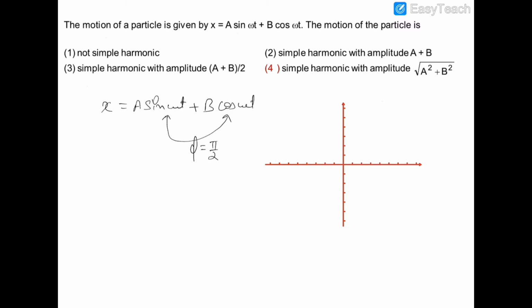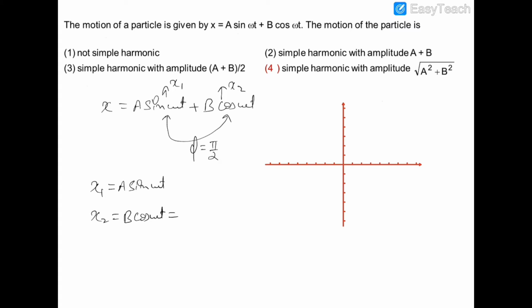So you can assume this as x1 and this as x2. So x1 is equal to a sin omega t while x2 is equal to b cos omega t.